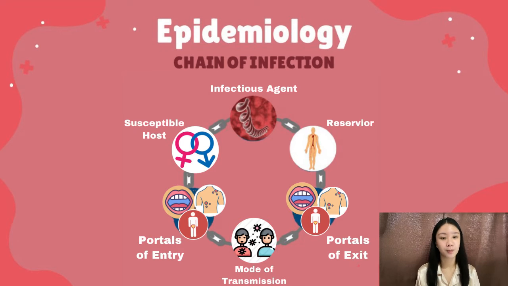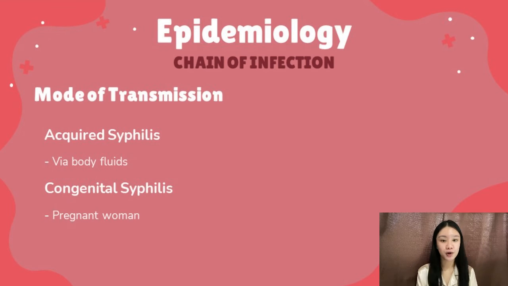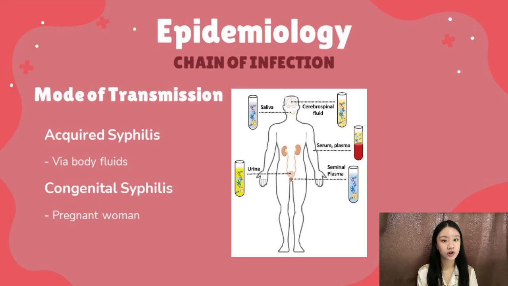Next will be the portals of exit, which is where the T. pallidum will leave its reservoir, and it could be from the mouth, skin lesions, and genitals of the infected person. Next is the mode of transmission. Mode of transmission is divided into two ways. It can be acquired, which is when the T. pallidum enters via body fluids.